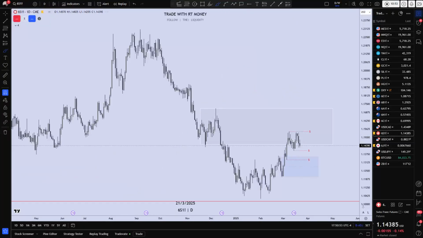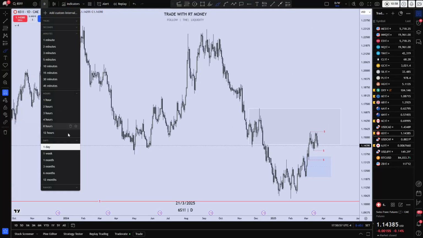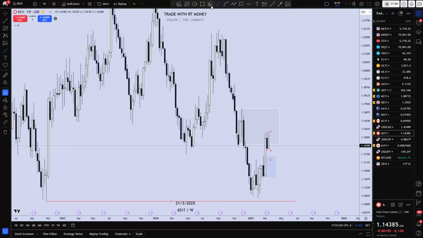All right. The Swiss. If we look at the Swiss, I took too long with that one. If we look at it on the weekly, you can see that we've been bearish, right? We pushed up, down, then back up into this supply zone, all right? But do I think that we're going to continue down?